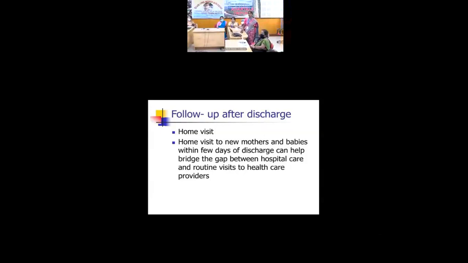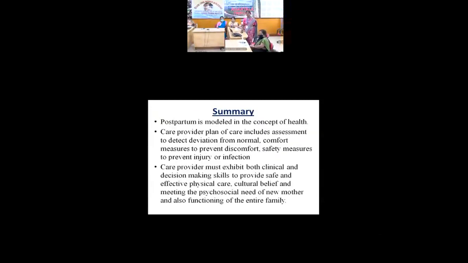Follow-up after discharge. The mother should be discharged, and we should track the mothers after discharge also. The ANM or ASHA worker used to visit. All health workers should keep in mind that after discharge also, the mother should be visited by maintaining protocol. Home visits to new mothers and babies within a few days of discharge can help bridge the gap between hospital care and routine visits to healthcare providers.